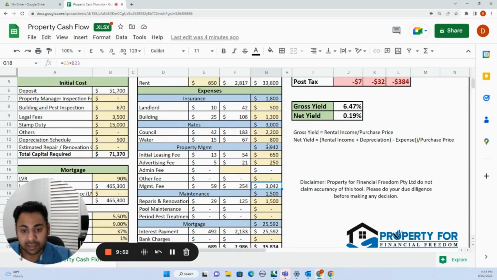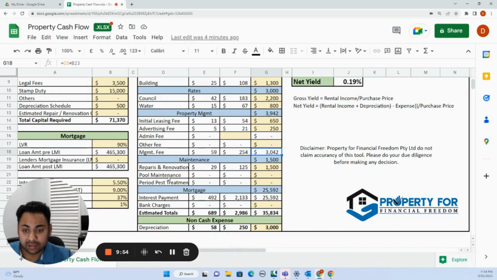Now your property management comes to $3,942 here. Again, here we have considered $1,500 for maintenance as well. In some years you might not get any maintenance issues, or some years you pay $2,000 or $3,000. To average it out, I have put $1,500 in repairs and maintenance. Wherever you are comfortable, you can increase that number too.